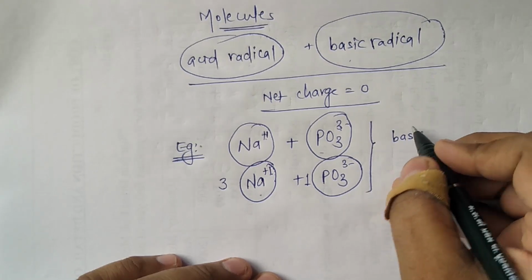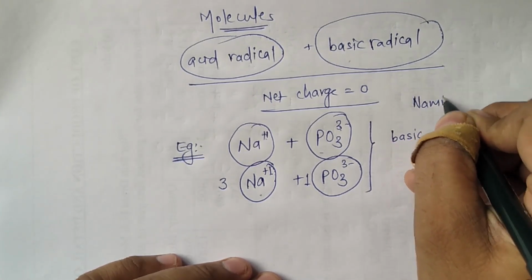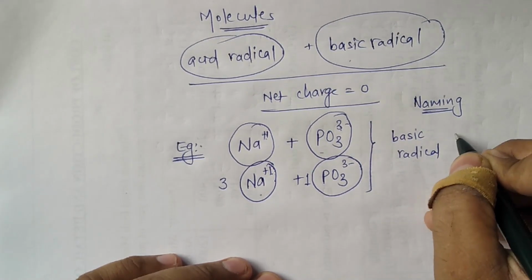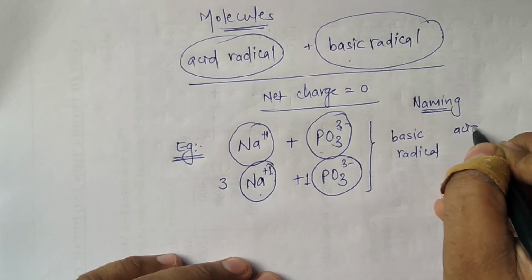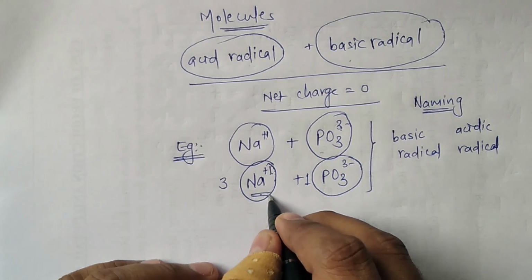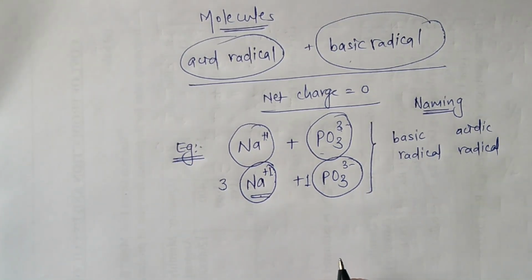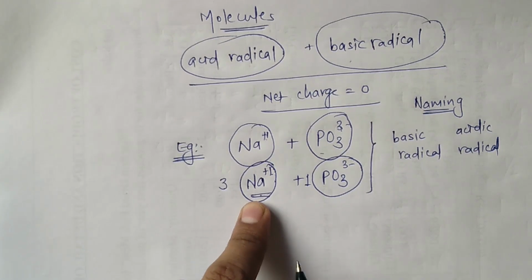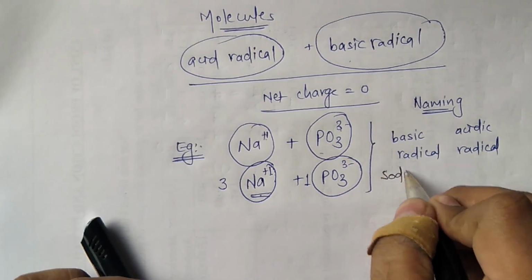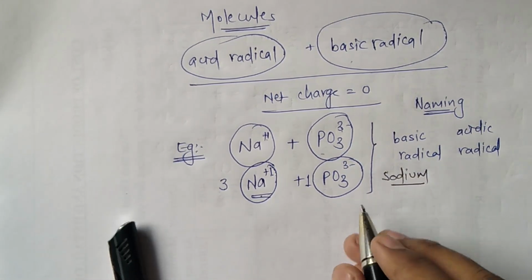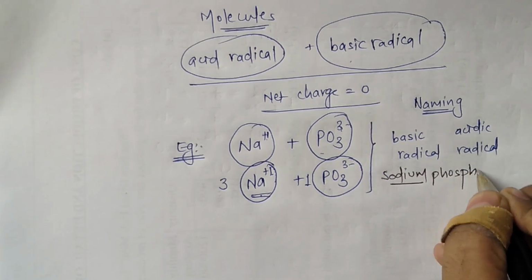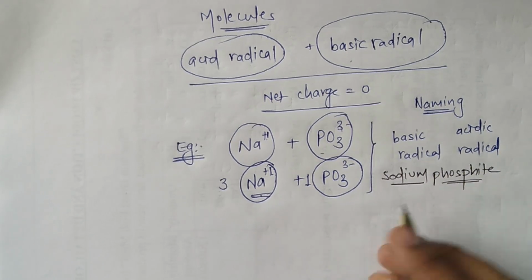Alright, fine. Whenever I am writing the name, I will always write the basic radical first, followed by the acidic radical. For example, in this case, this is neither sodiumous nor sodiumic because it is univalent, so it is sodium. Then it is phosphite. So this is sodium phosphite.